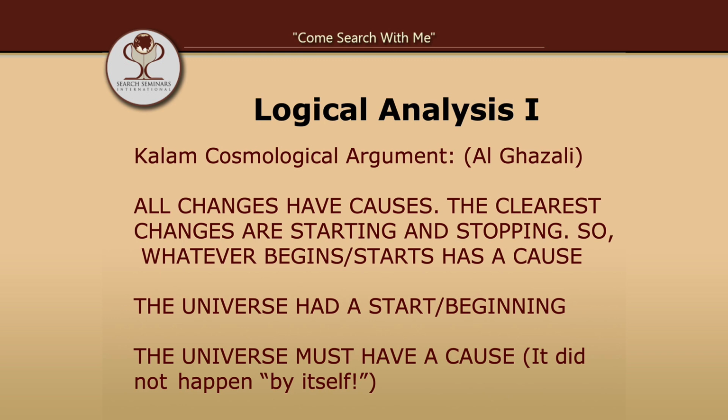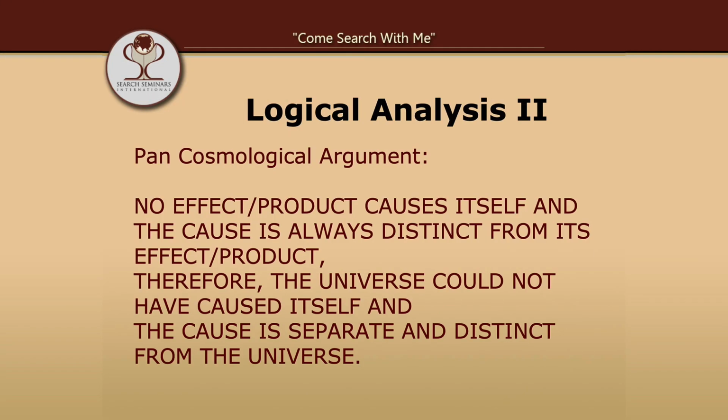So whatever begins or starts has to have a cause. The universe had a start, established scientifically now, 13.72 billion years ago. And therefore, the universe must have a cause. It did not come about by itself. Logical analysis number 2. It's called the pan-cosmological argument.